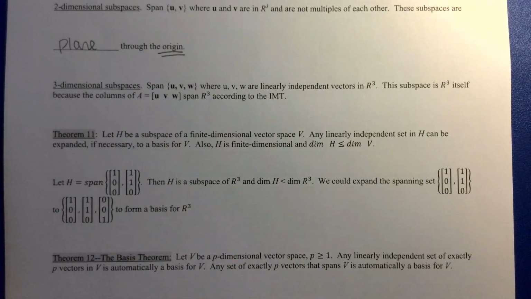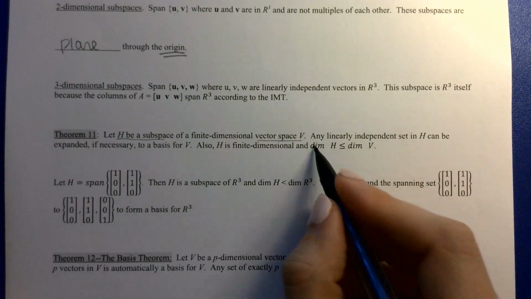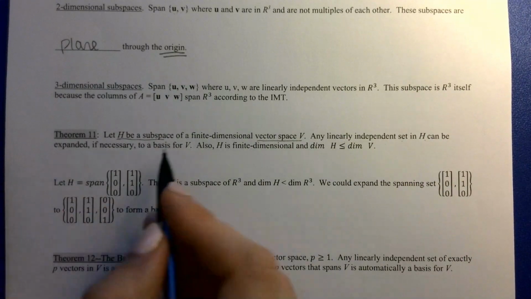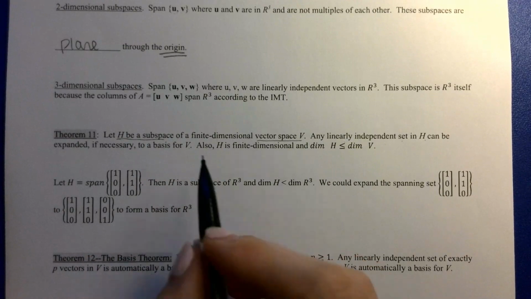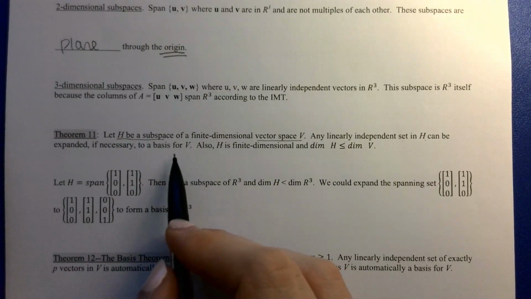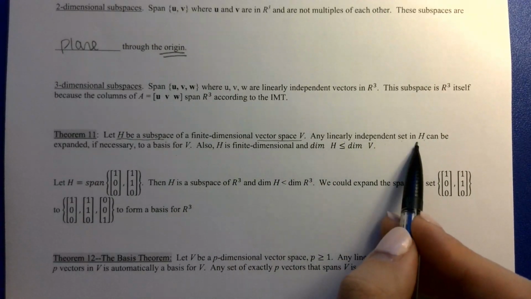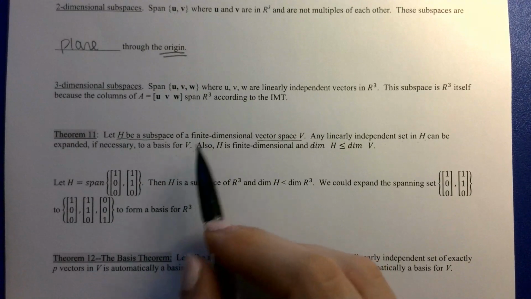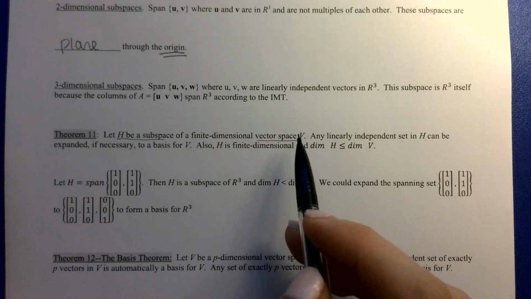Okay. So H is a subspace of a finite dimensional vector space. Okay, so we've got H a subspace, V a vector space. Any linearly independent set in H can be expanded to be a basis for V. So the reason I'm saying that it's not already a basis for V is I'm not 100% sure that a linearly independent set in H would span all of V. Remember that H, a subspace, can have specific conditions that don't have to be true for the entire vector space.